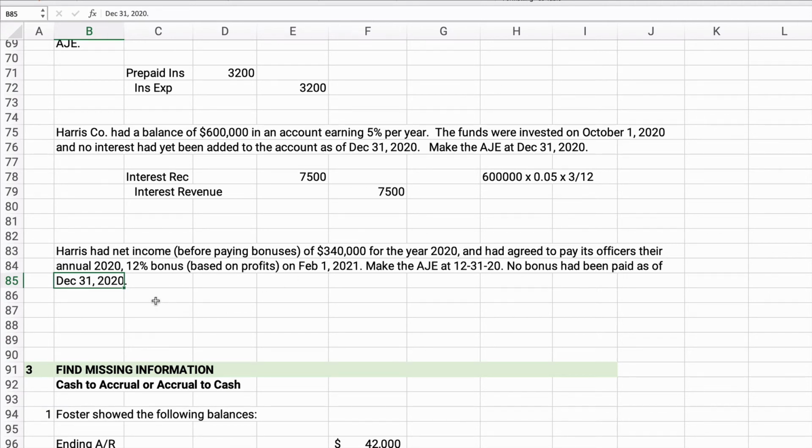We're going to set up part of the compensation for this company: we have bonus expense and bonus payable. To give the officers an incentive to help grow the company and increase net income, we're giving them a pool of 12% of pre-tax, pre-bonus profit. So all we're going to do is take 340,000 times 12%. That's 480,000 is the bonus, and we're going to pay that apparently on February 1st.